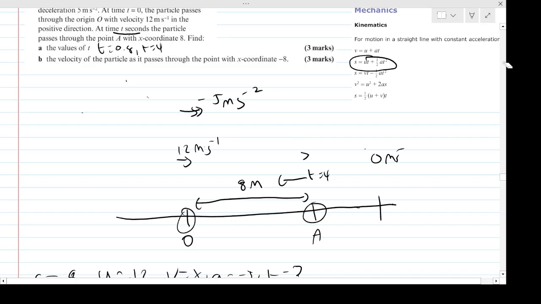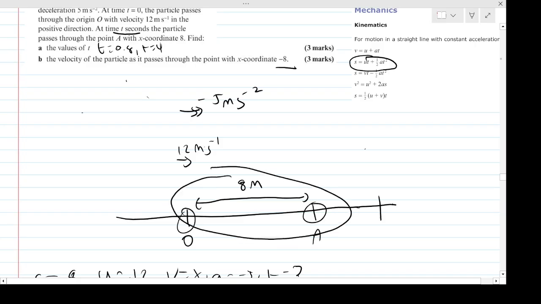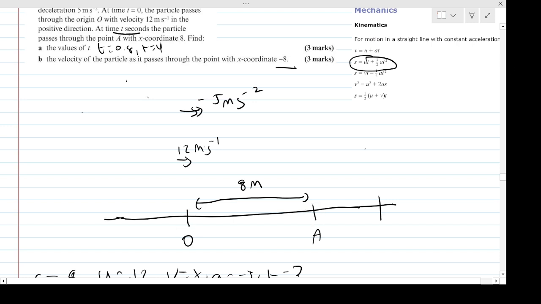Okay, then it says for part B, to find the velocity of the particle as it passes through the point with x coordinate -8. So if this is positive 8 from O to A, again think of it like an actual x-axis, if you will. Well, -8 is going to be the other direction. So if I extend the line backwards, -8 is going to be there.